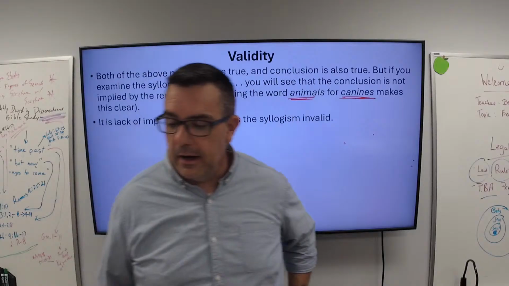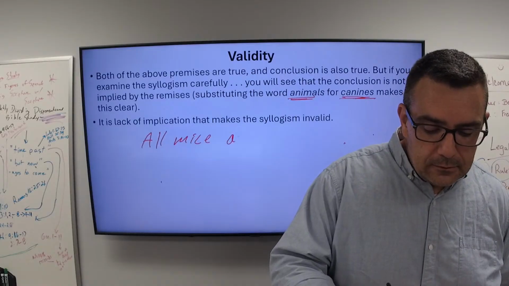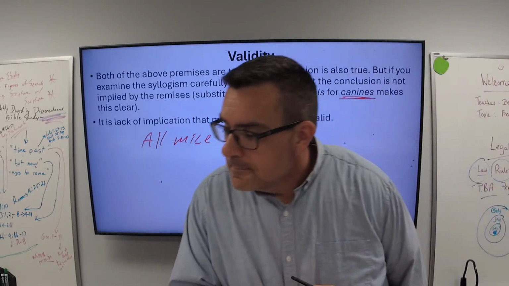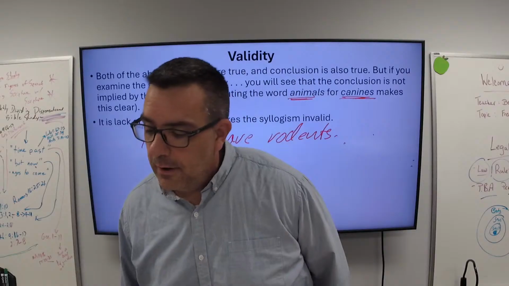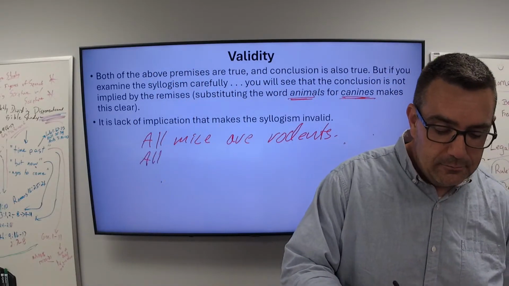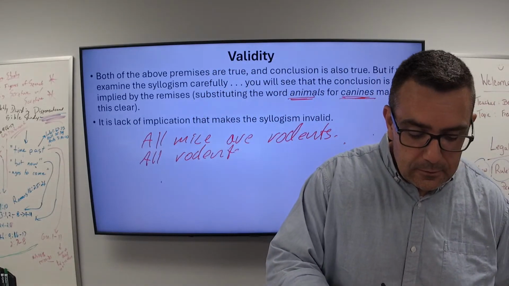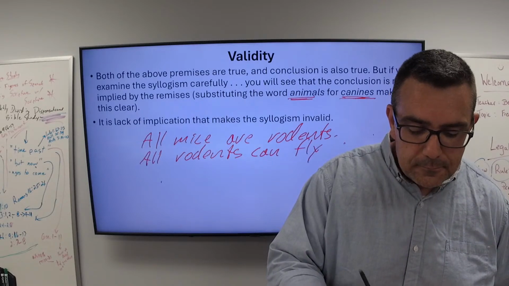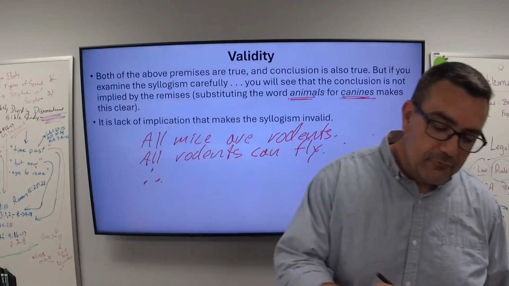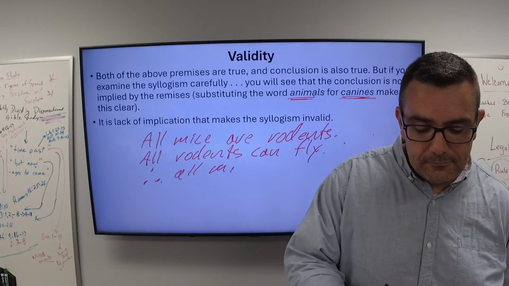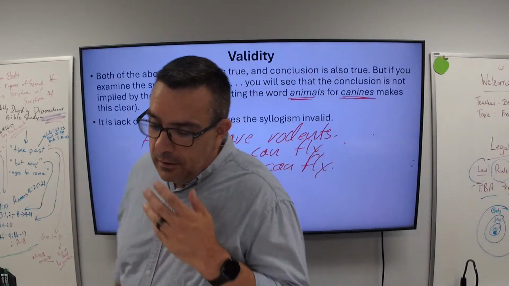This time we're going to say all mice are rodents. Okay, all mice are rodents, premise 1. Premise 2. All rodents can fly. Okay? Therefore, conclusion, three dots. Therefore, all mice can fly. Okay? So, let's talk about it.